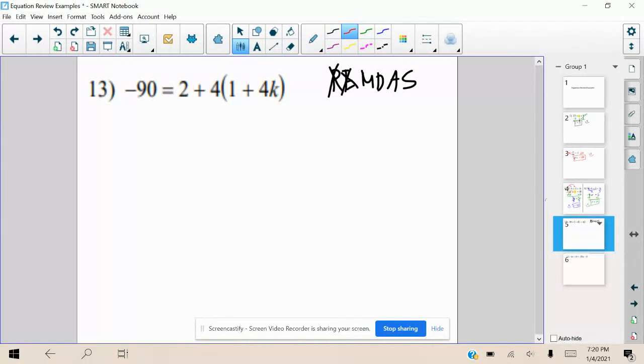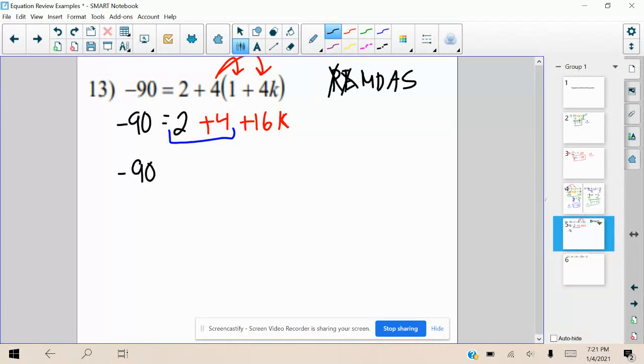So we're going to be using the distributive property here by sending the 4 into the set of parentheses. We're going to drop everything else down. So now we have 4 times 1 is positive 4. 4 times 4k is positive 16k. We always want to simplify before we start to move anything over. So we ask ourselves, is there something that I can simplify? Are there any like terms maybe? Yeah. 2 plus 4. Those are like terms, so we can simplify it.